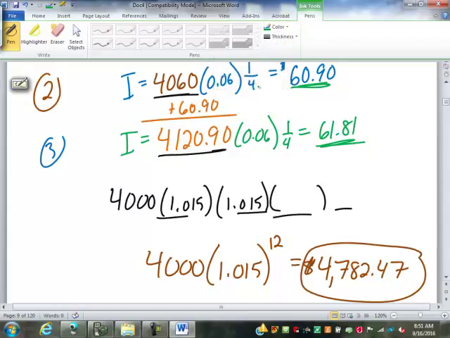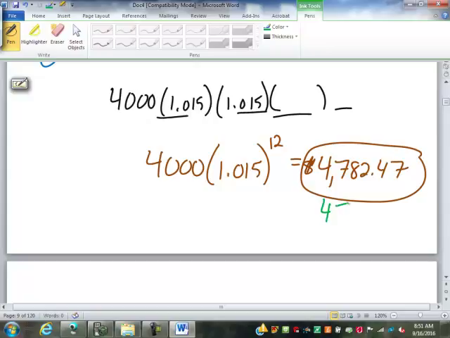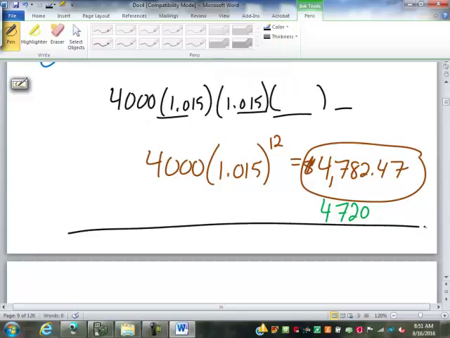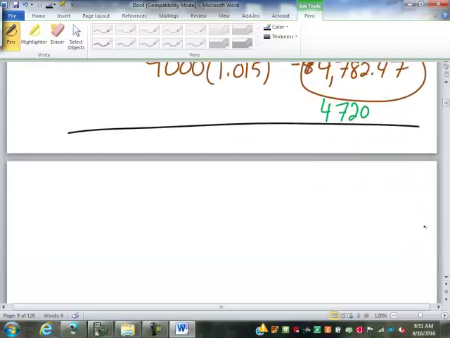Remember, when we did it with simple interest, it was $4,720. So you made an extra $62.47 in interest because of the compounding. Now here for 3 years, that doesn't seem very significant. But let's take a look at something else.